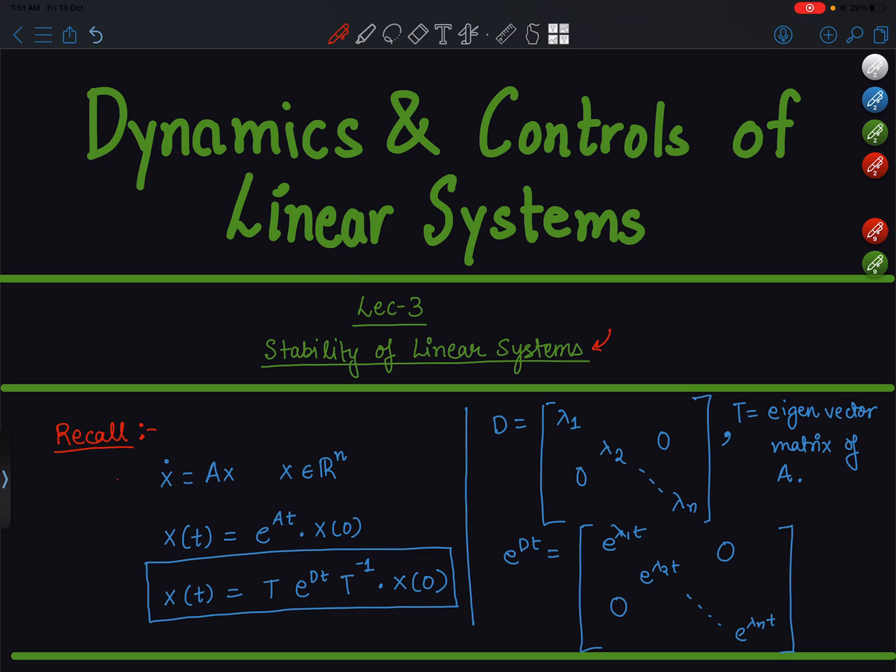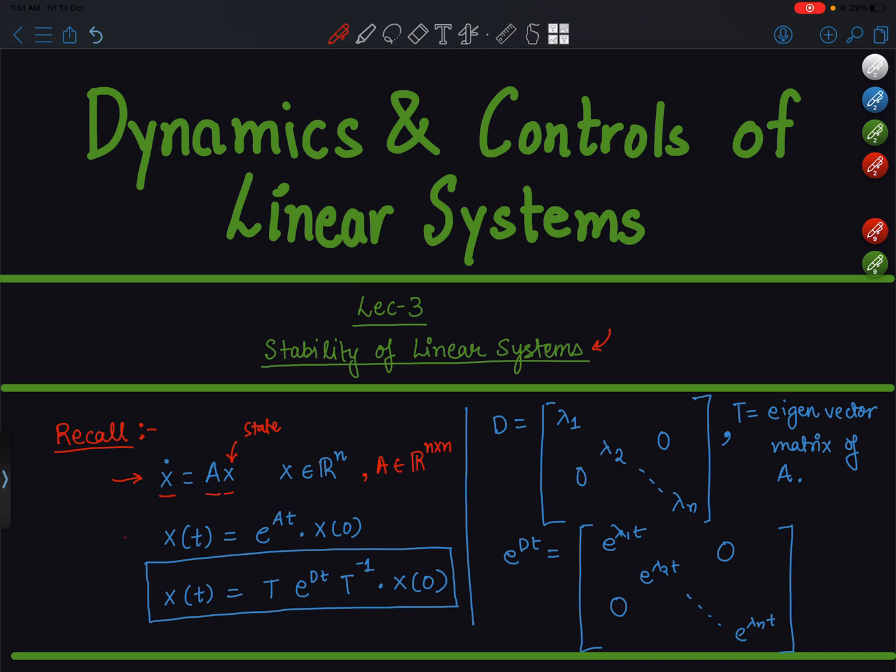We introduced what a linear system is and how we can write its dynamics. Here the dynamics of a linear system is given by x dot equals Ax, where x is an n cross 1 vector, the state of the system, and A belongs to the n cross n matrix.